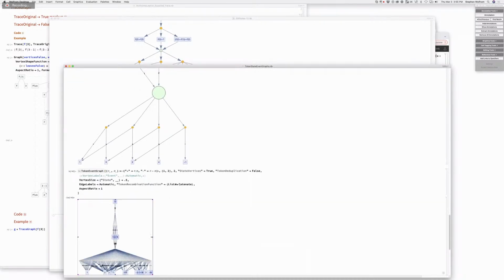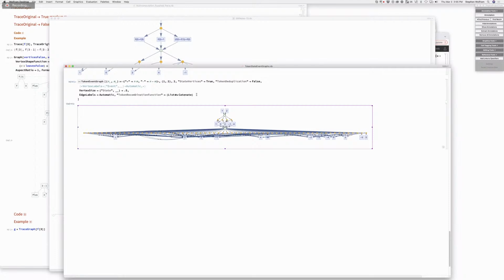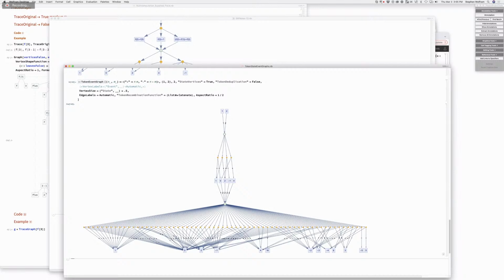Okay, so those two, gosh, this is complicated. Maybe change the aspect ratio. Make it wider. Okay, what's happening here? Just all the outputs are getting combined into one state. So the state at the second step is just a list of those 5 tokens. Okay.